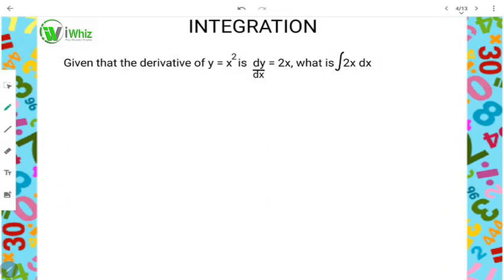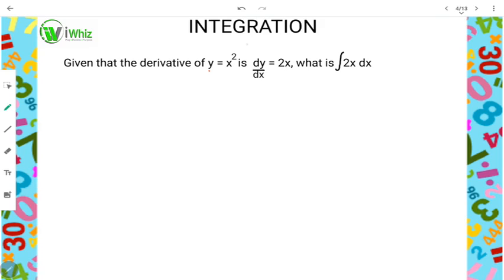So with this, if we look at the example that we are given, how can we use that given derivative? We are given that the derivative of some function y, so y is x squared, so the derivative of that is dy over dx, which is equal to 2x. So what are we saying? We are saying the derivative of the following function is 2x.